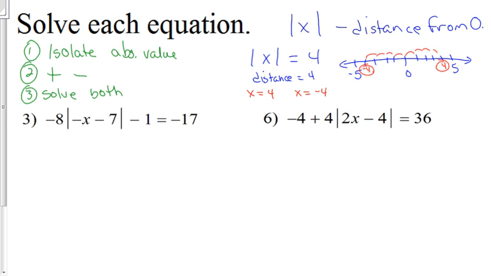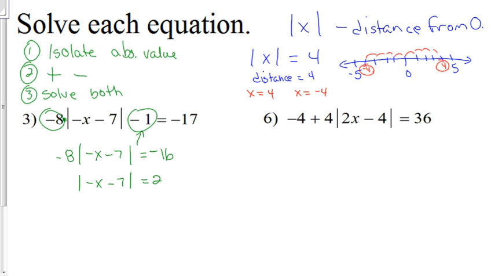Okay, so if we look at number 3 then, in order to isolate the absolute value, we have to get rid of this and this. And PEMDAS backwards, whenever you solve, you have to take care of the stuff that's not touching the absolute value first. Those things are the multiplication pieces, the ones that are touching. So we want this one gone first, and we'll add 1 to both sides. Adding 1 to the right side, we get negative 16. And then we'll divide both sides by negative 8. And now we have absolute value isolated.